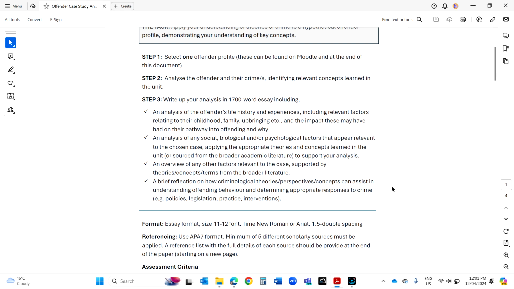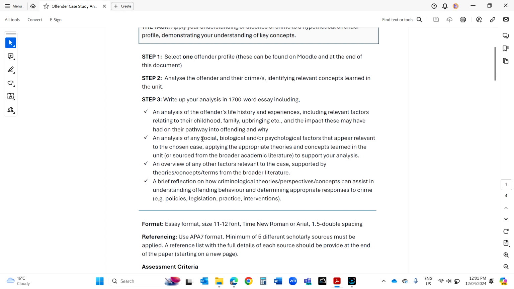So, CRIM theories are important in this regard. The analysis of these two case studies is going to bring that to life and show that. And then you might bring it back to that discussion before you conclude and wrap up your essay. But basically, as I've done when I talked through them, you need to analyse the offender's life history, relevant factors from their childhood, their family, their upbringing, and thinking about the impact and talking about the impact that might have had on their offending in connection to theories.